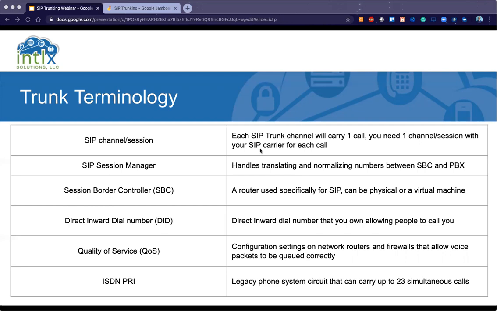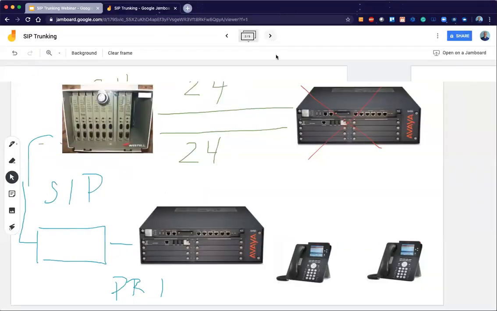Quality of service, really what that is, those are configurations on routers and firewalls that prioritize certain types of packets based upon certain markings. That becomes important when we talk about doing SIP trunks over our internet connections. And we already talked a little bit about ISDN PRI, which is really a legacy phone system circuit. And the fact that it's a PRI means that it can technically only carry 23 simultaneous calls. We use the 24th channel for signaling. So we bounce back over here.